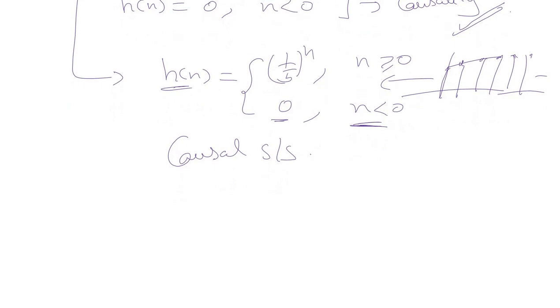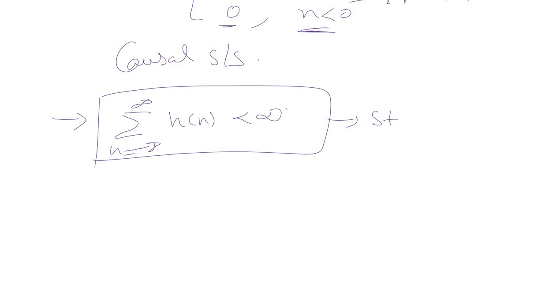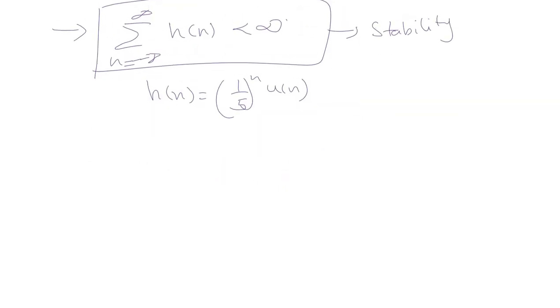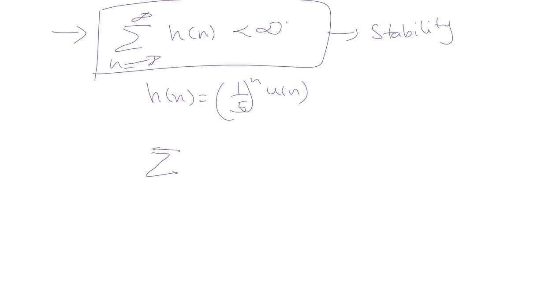Next, let us comment on the stability of the system. Next, we'll check the stability of the same system. To check the stability, we know the condition is the summation of the absolute value of h(n) should be less than infinity. This is the condition of the impulse response for stability. So we'll check the same for the given impulse response. h(n) is given as (1 by 5) raised to power n u(n). So we'll check the summation from minus infinity to infinity for this given impulse response.